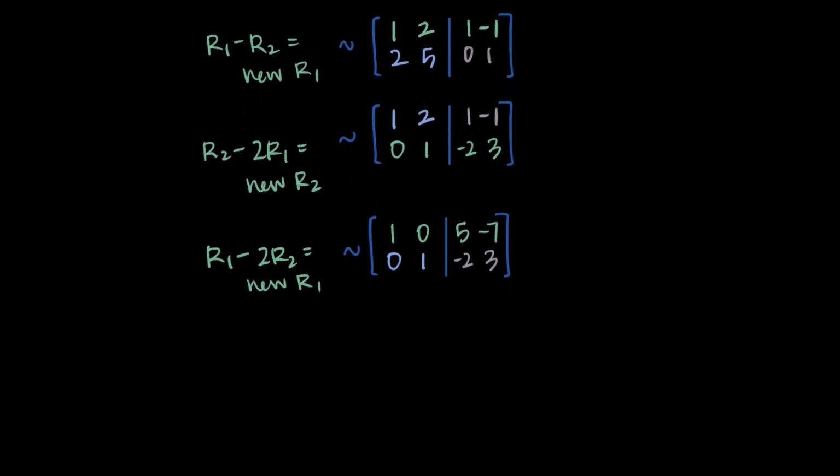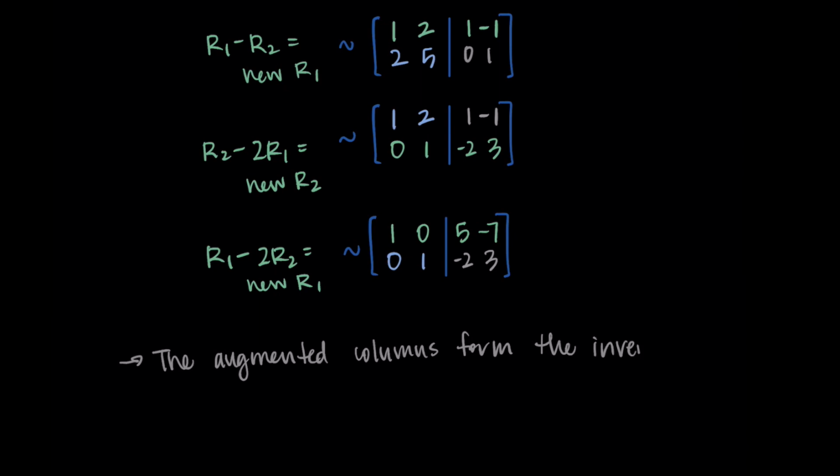Alright, so we've done the row reduction. We now have the identity matrix on the left-hand side, and what's left on the right-hand side are the columns of our inverse. So our inverse matrix, A inverse, has the first column as 5, negative 2, and the second column as negative 7, 3. Alright, so this is our inverse matrix.